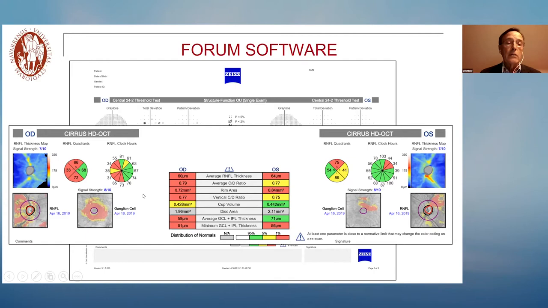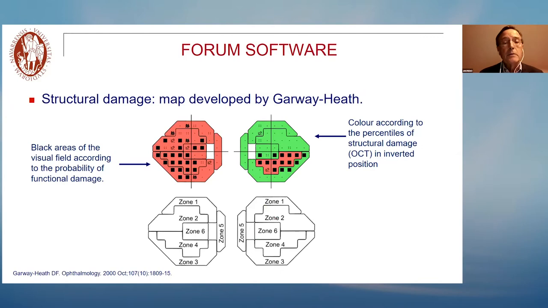The different colors, red, yellow, and green, are distributed or classified according to the percentiles of normality. The most interesting part in this first page is in the middle, because it brings together and combines both structural and functional tests. You can see here the black points of the visual field and the characteristic colors from the OCT, but in inverted position. This comparison is in different zones that was described many years ago by Garway-Heath.